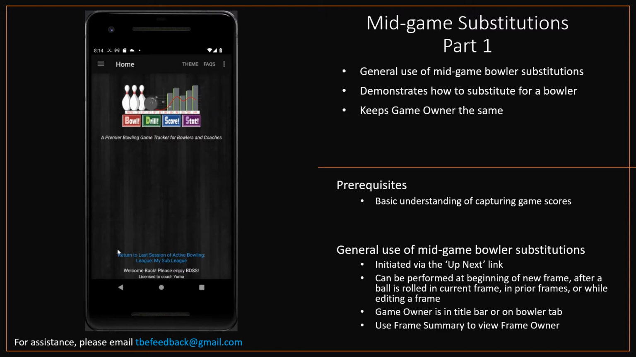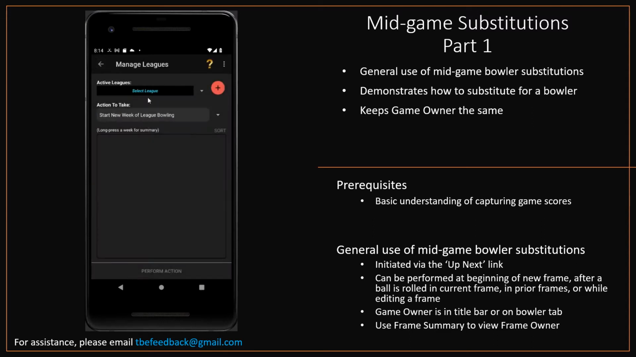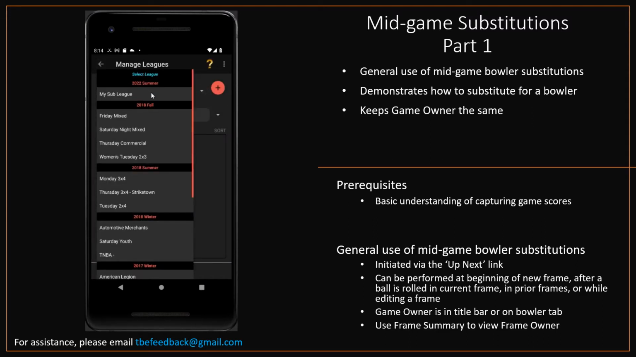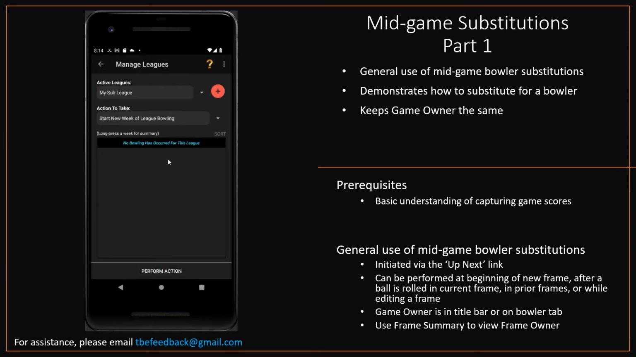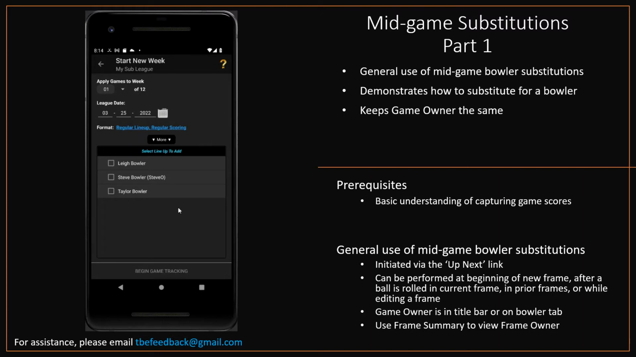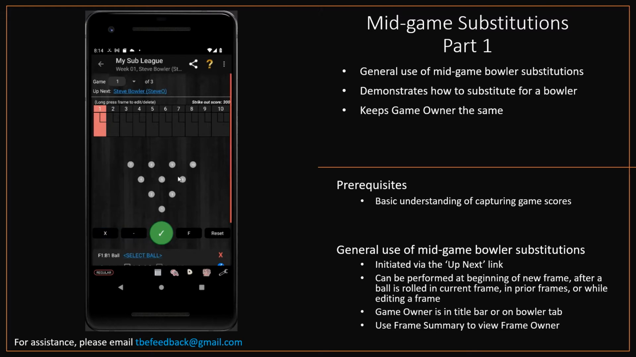For this tutorial, I created a new league called My Sub League. I'm going to start a new league week of bowling, and I'm only going to click Steve Bowler. Steve Bowler will be the game owner, and I'll use Lee or Taylor as my subs. So the first thing to take notice of is the bowler name that is on the title. This will always be the game owner.